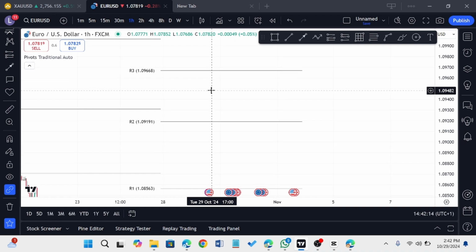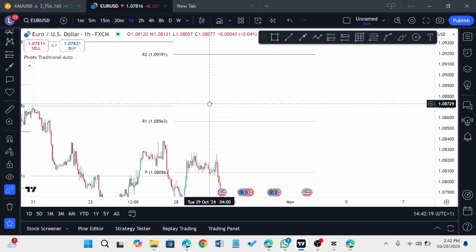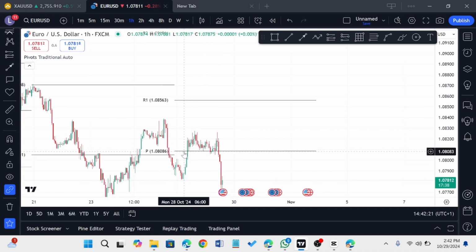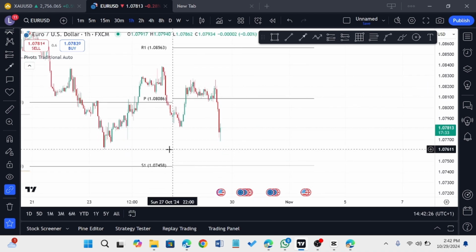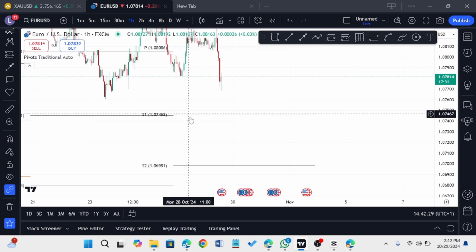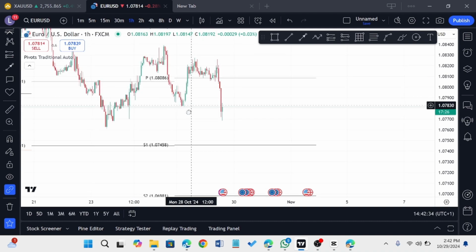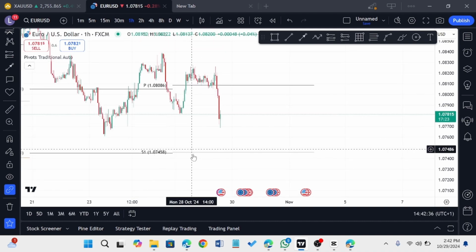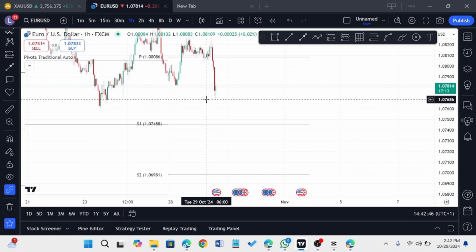So the formulas remain constant. To get the R1, all you need to do is the pivot times 2 minus the low of the previous day. Or if it's for the support, to get S1, you just do the pivot which is 1.08086 times 2 minus the high of the previous day. That is going to get you the support levels. But enough mathematics. I just want to explain the concept behind pivot points.